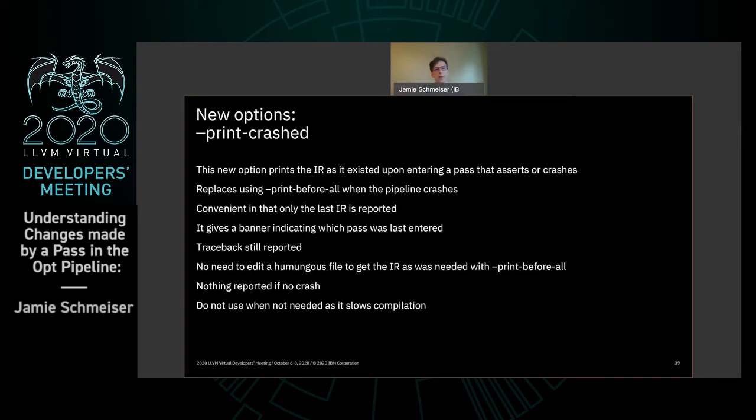Another new option, Print Crashed, prints the IR as it existed before a pass that triggered an assertion or crashed. This option causes the IR to be saved before each pass, and a signal handler is registered to print out this saved IR. This is a convenience option, as the same IR could actually be obtained using Print Before All. But this option only prints the desired IR, while Print Before All prints the necessary IR at the end of potentially thousands of unnecessarily reported IRs.